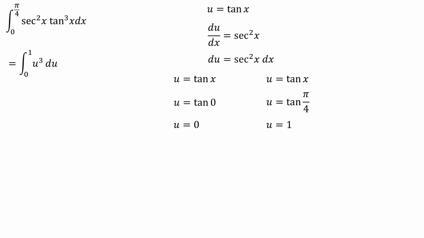The secant squared dx has been replaced with du. Tangent to the third power x has been replaced with u to the third power. When I integrate, I add 1 to the exponent to get the new exponent of 4. I have to divide by that new exponent. So I've got u to the 4th over 4. Evaluated at 1 and 0. So I've got 1 to the 4th power over 4. 1/4. A 0 to the 4th power over 4. 0 fourths. 1/4. Take away 0 fourths. 1/4. There's the answer.